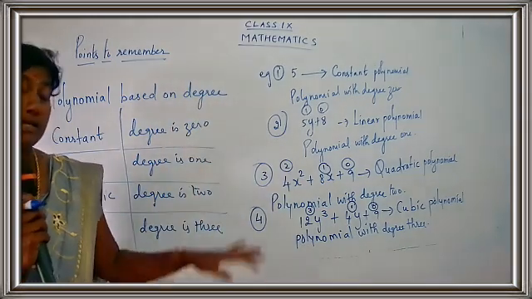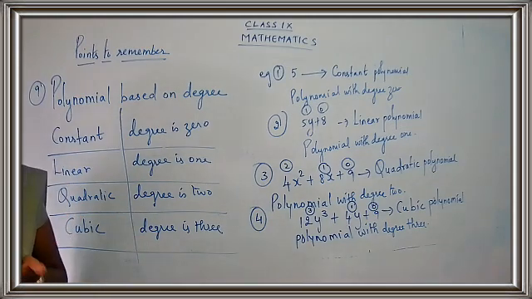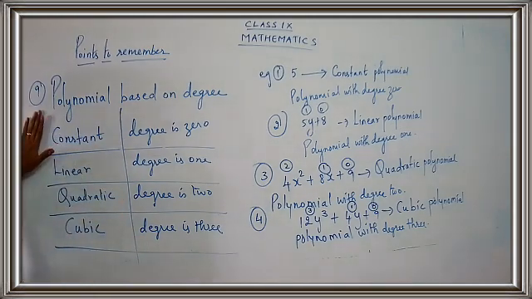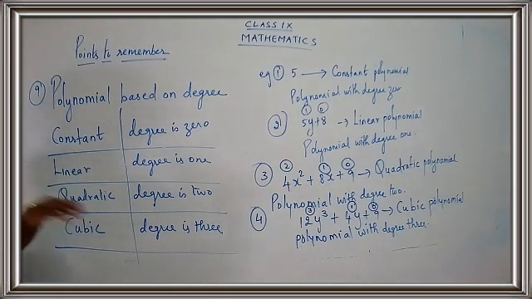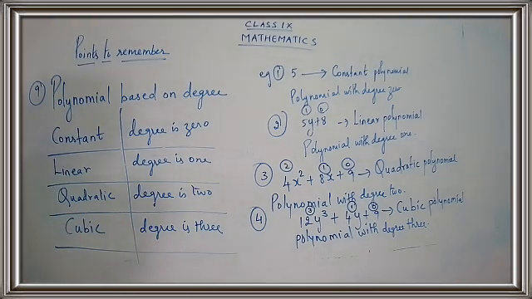Okay, coming to the next category, it is for degree. So if the degree is 0, it is called a constant polynomial. If the degree is 1, it is called a linear polynomial. If the degree is 2, it is called a quadratic polynomial. If the degree is 3, it is called a cubic polynomial. So totally we have seen 7 types of polynomial.